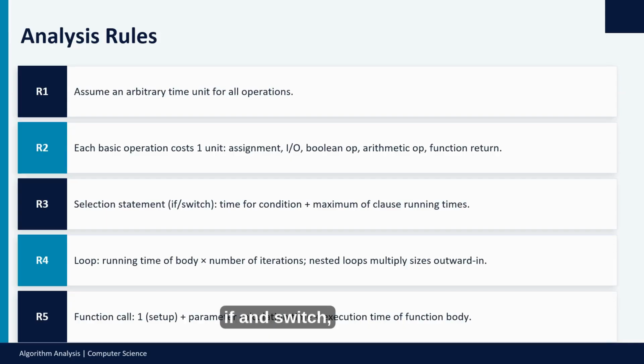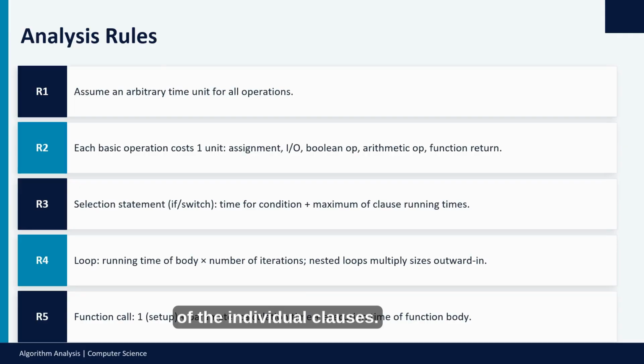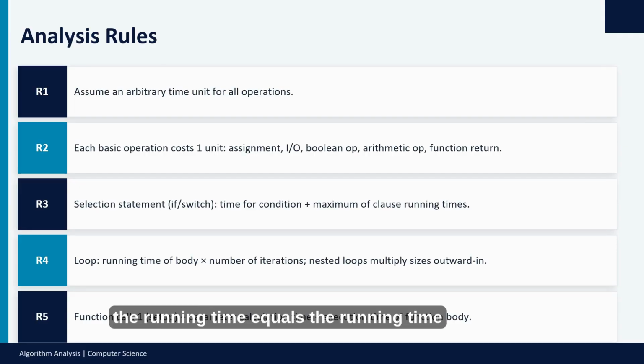Rule 3. For selection statements, if and switch, the cost is the time to evaluate the condition plus the maximum of the running times of the individual clauses. Rule 4. For loops, the running time equals the running time of the body multiplied by the number of iterations. For nested loops, we multiply the sizes of all loops together and always analyze from the inside out. We always assume the loop runs its maximum number of iterations. Rule 5. A function call costs 1 unit for setup, plus the time for any parameter calculations, plus the time required to execute the function body.